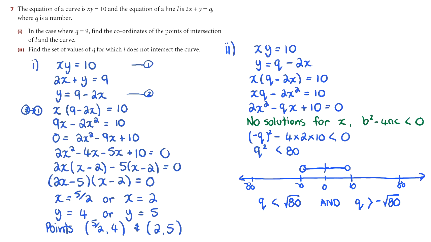We can write, root 80 is 4 root 5 if we simplify the surd, and we could write q is going to be larger than negative 4 root 5 and q is less than positive 4 root 5. Or if we wanted to give approximate answers, q is larger than negative 8.94 approximately and less than positive 8.94. And that's how we work out that question.